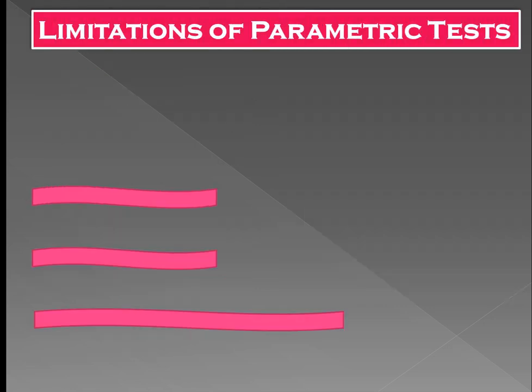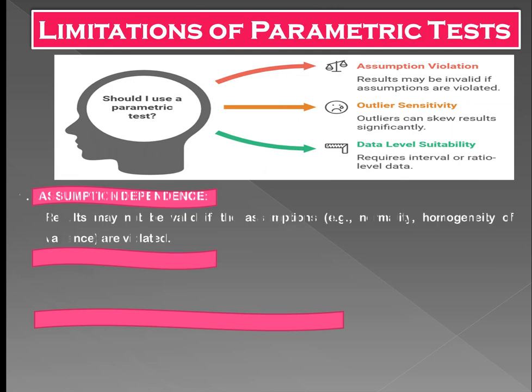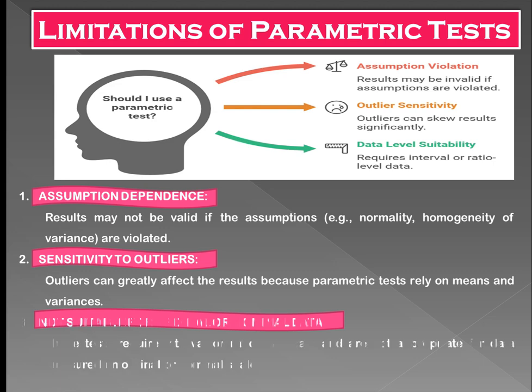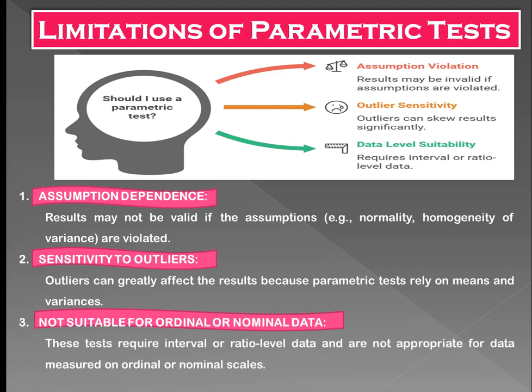Limitations of parametric tests. 1. Assumption dependence. Results may not be valid if the assumptions, e.g., normality, homogeneity of variance, are violated. 2. Sensitivity to outliers. Outliers can greatly affect the results because parametric tests rely on means and variances. 3. Not suitable for ordinal or nominal data. These tests require interval or ratio level data and are not appropriate for data measured on ordinal or nominal scales.